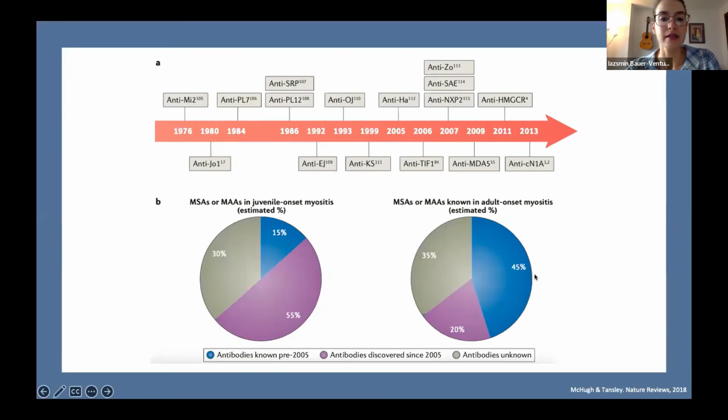Myositis antibodies have evolved quite a bit, particularly in the last 20 years. As you can see here, in the early 1990s, our expectation is that at least 30% of the antibodies were unknown to us at that time. Nowadays, we have way more antibodies described, and our expectation of the antibodies yet to be described has only increased over time.